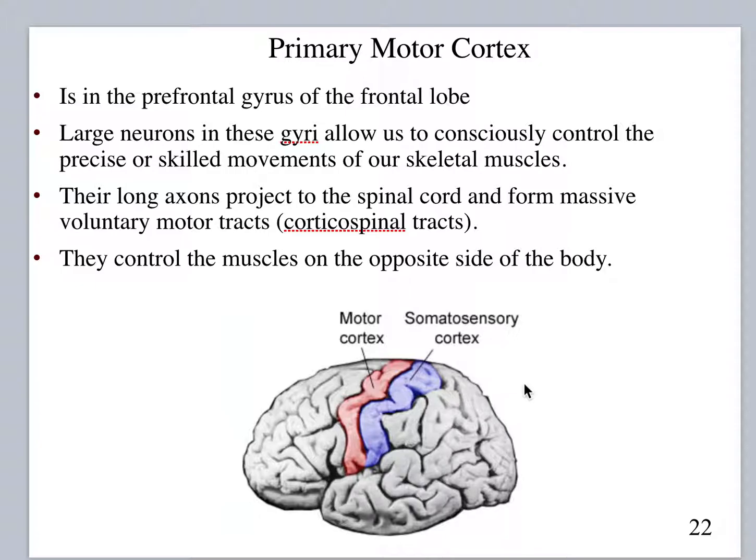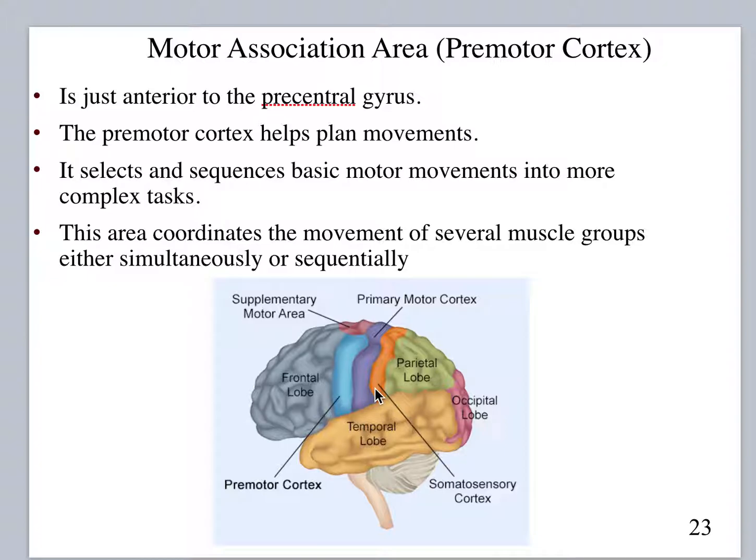Motor areas have to do with controlling of skeletal muscles and movement. The primary motor cortex is located in the precentral gyrus. You see it here highlighted in red. The cell bodies in this gyrus have axons that go down to the spinal cord, and they control muscles on the opposite side of the body.